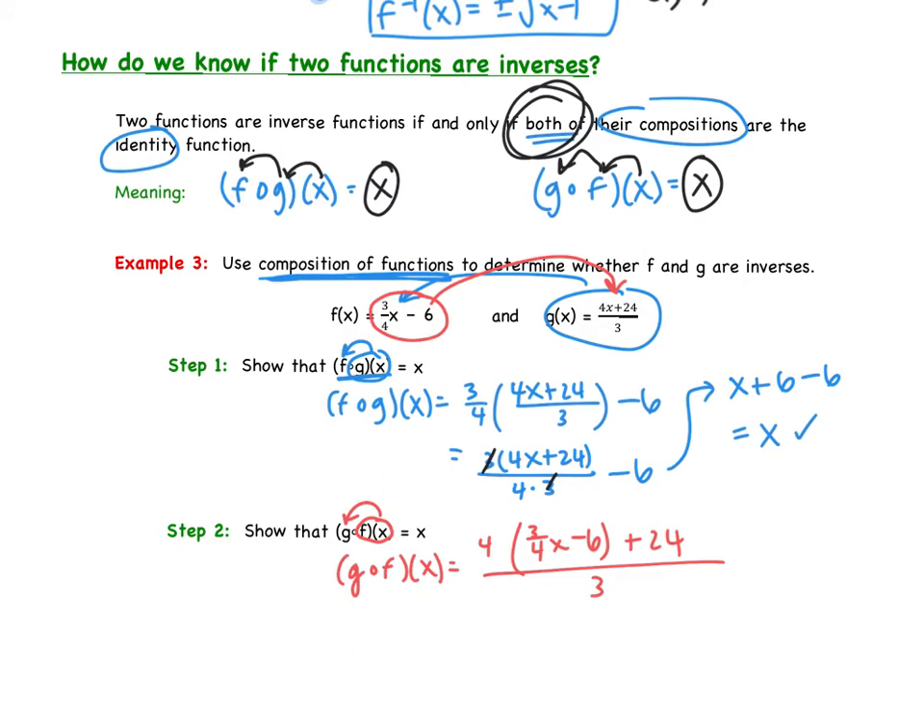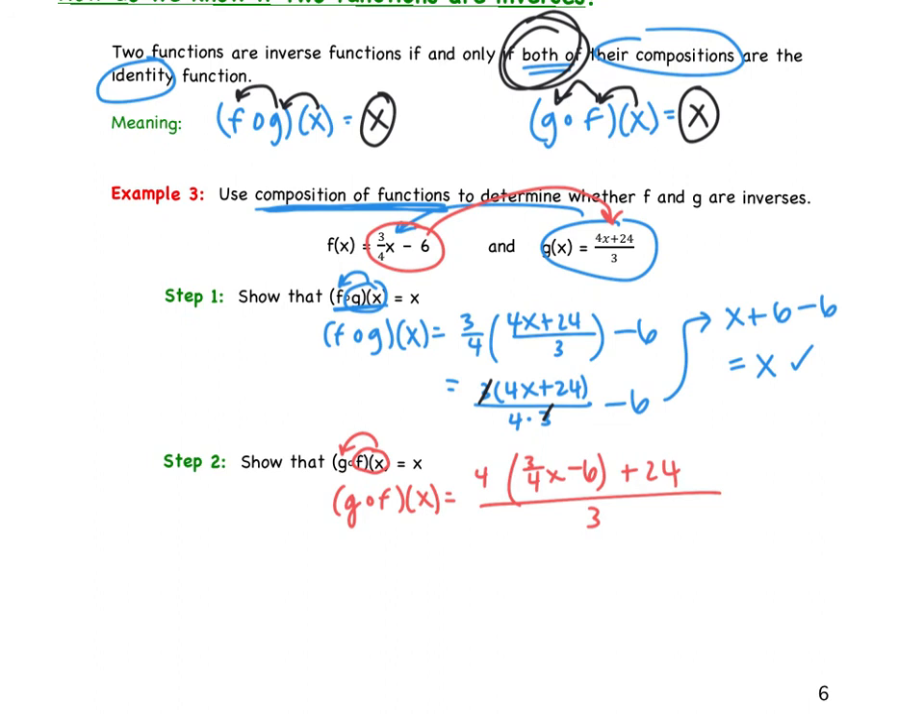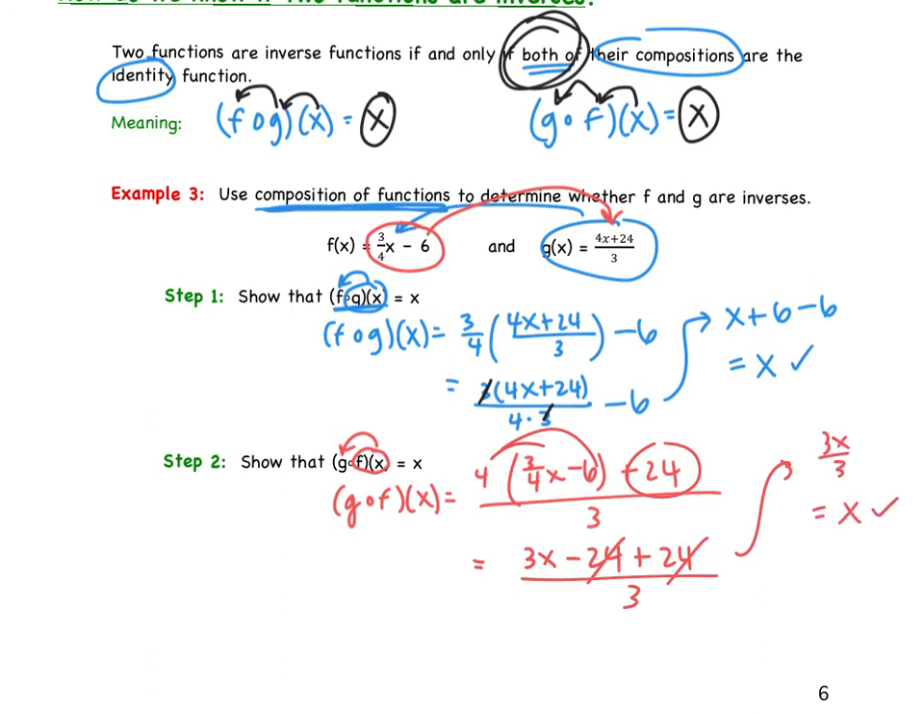Order of operations. I need to simplify that numerator first. So I'm going to distribute that 4. When I do, I get 3x minus 24, and then plus 24 from here, divided by 3. Those 24's cancel, so we get 3x over 3, which is equal to x. So in this case, we are going to say yes, f of x and g of x are inverses.